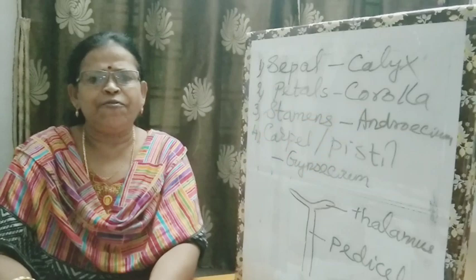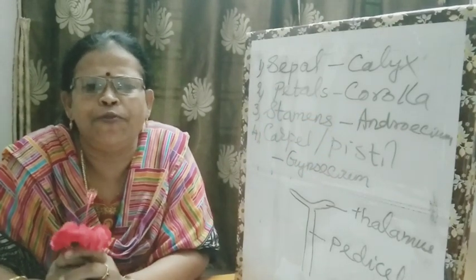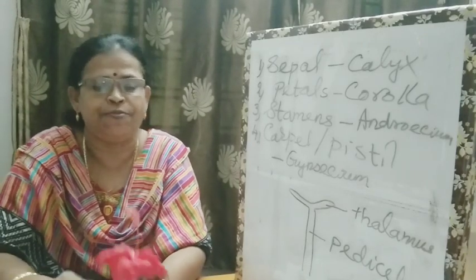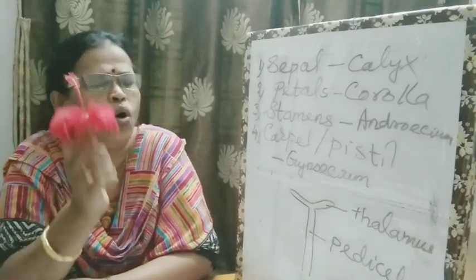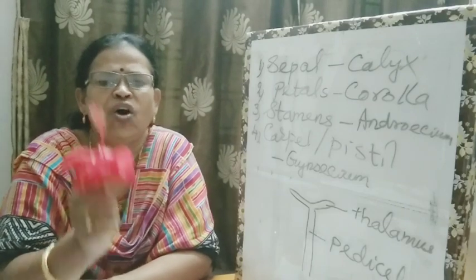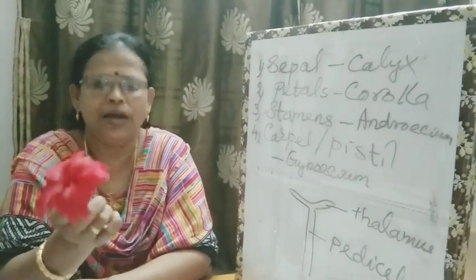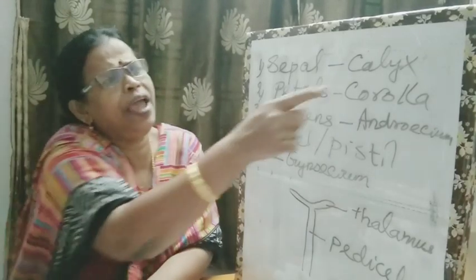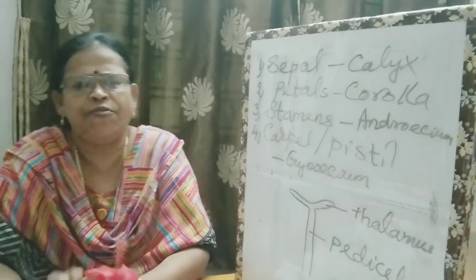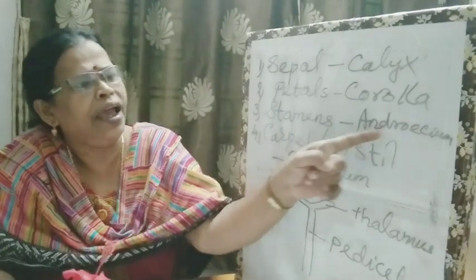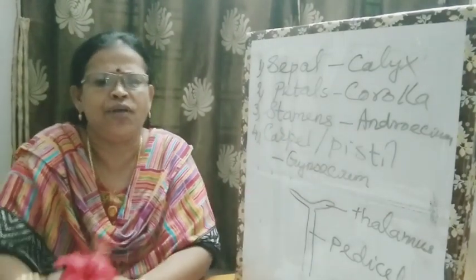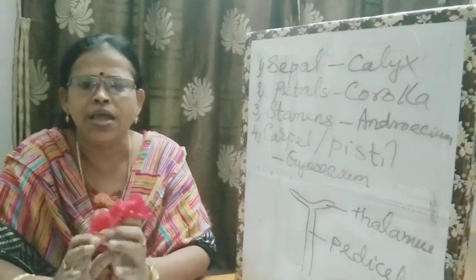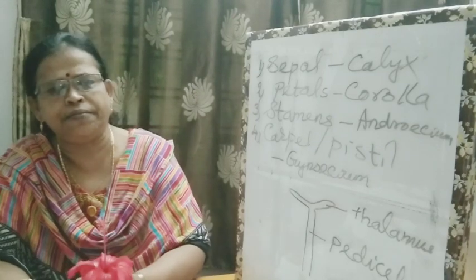Yes. If the flower contains all the four whorls, then the flower is called a complete flower. This flower is having all the four whorls. It is called a complete flower, or otherwise called a perfect flower. If any one of these is missing in a flower, I mean androecium or gynoecium, it is called an incomplete flower or imperfect flower.